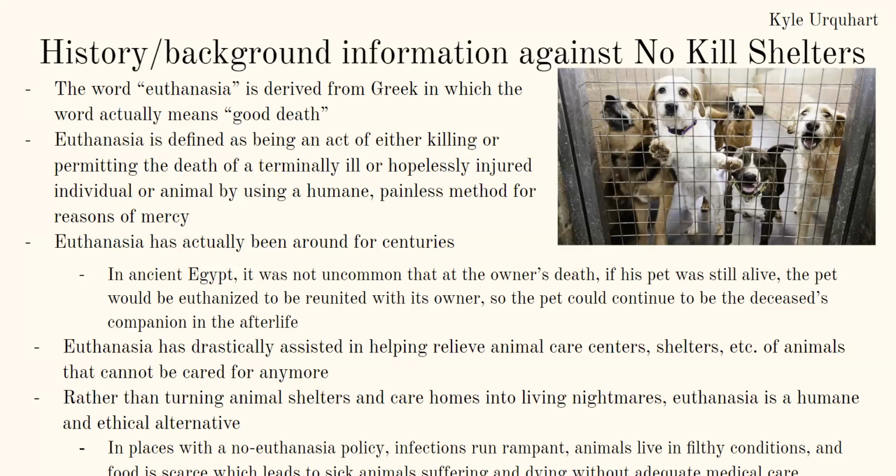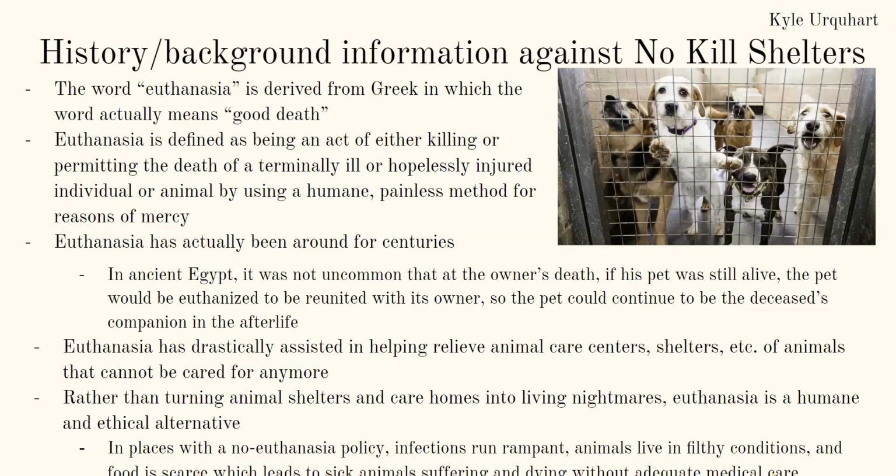euthanasia. Euthanasia is derived from Greek, in which the word actually means good death. Euthanasia is defined as being an act of either killing or permitting the death of a terminally ill or hopelessly injured individual or animal by using a humane, painless method for reasons of mercy. So euthanasia has actually been around for centuries.